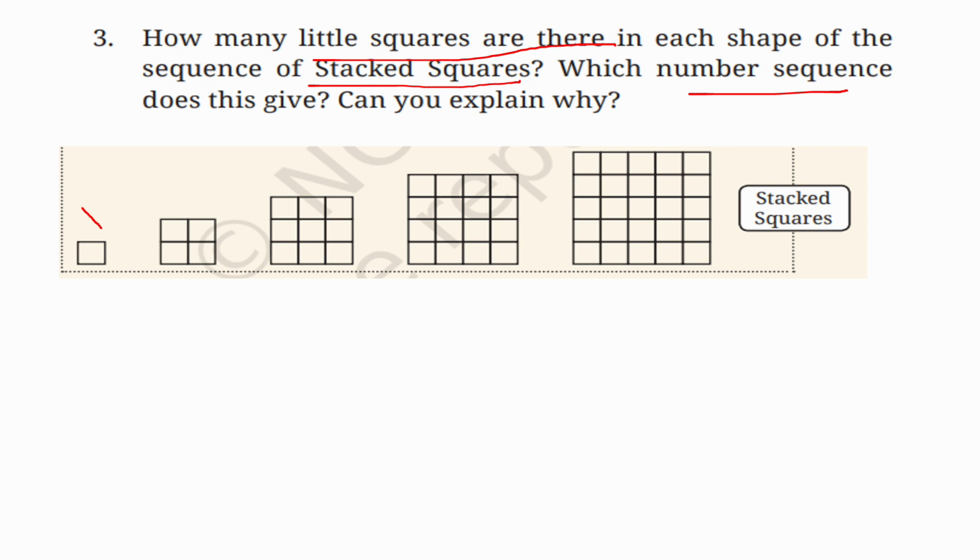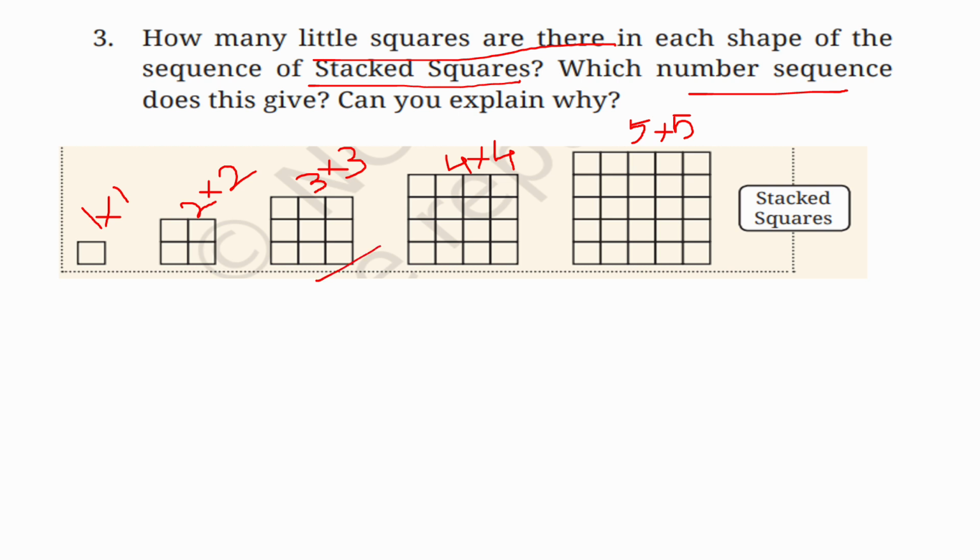This is a 1 by 1 square. Then this is a 2 by 2 square, 2 rows and 2 columns. So 2 by 2. The next one, 3 by 3. So 3 by 3 square.